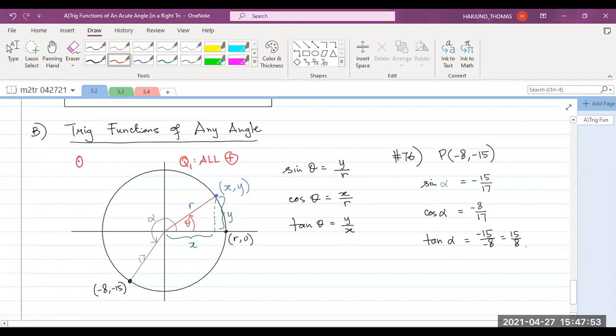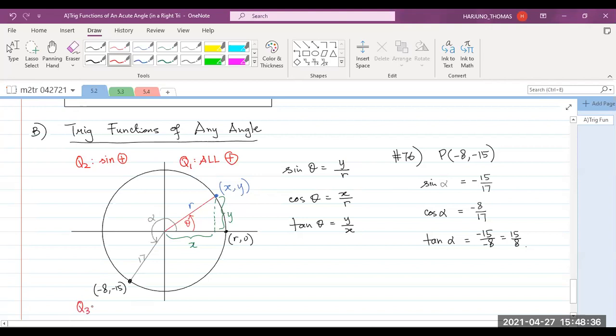Now in quadrant two, however, the x is negative and the y is positive. Only the y is positive. So in quadrant two, only sine is positive. Consequently, cosecant is also positive. Of those 6 trig functions, if sine is positive, then the reciprocal cosecant is also positive.